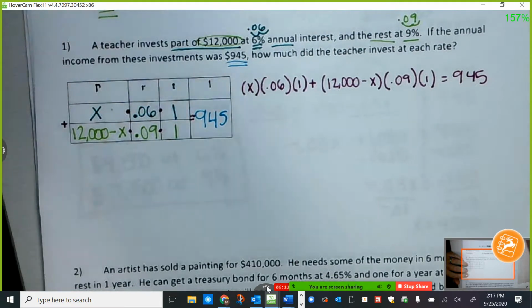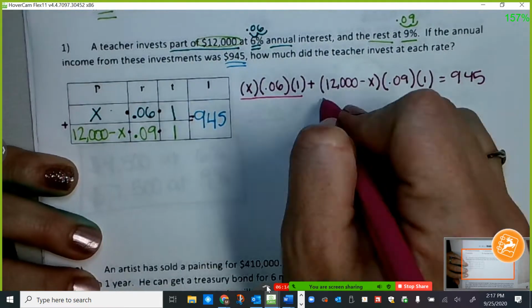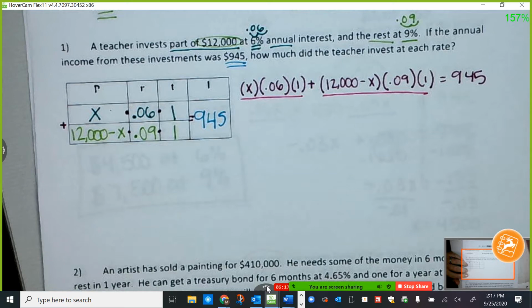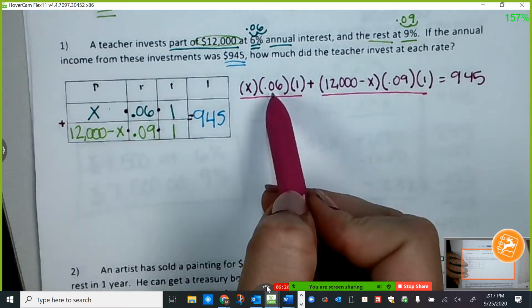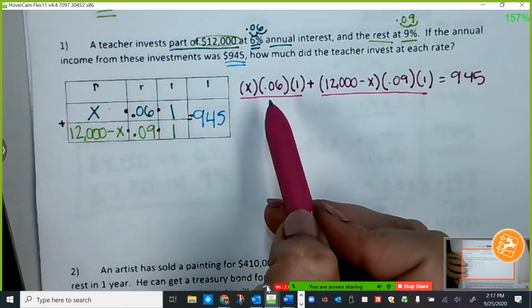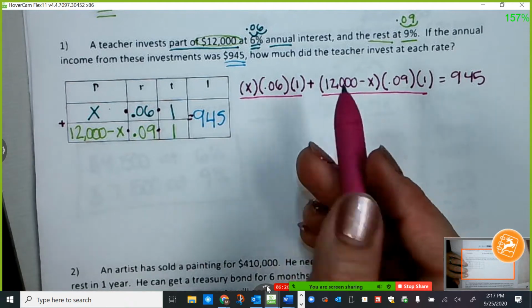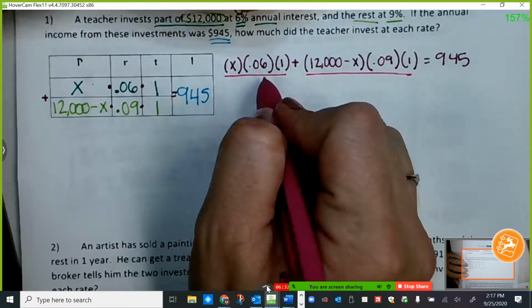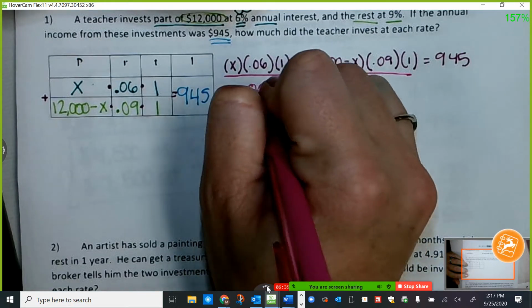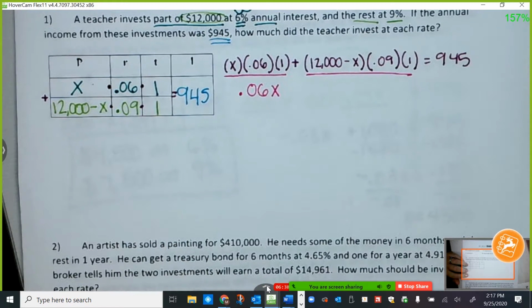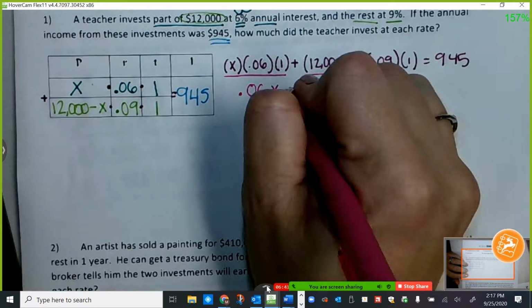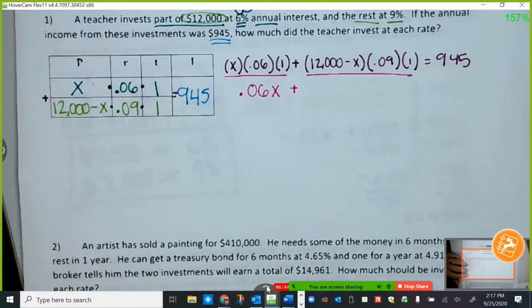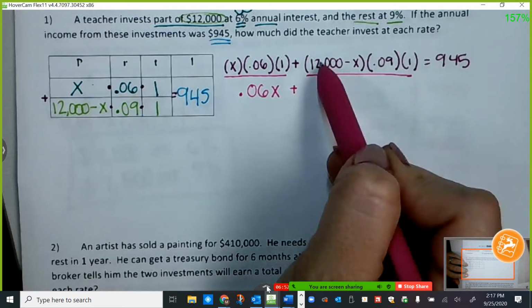Okay, so our first step is to simplify our two terms. So this first one, what's 1 times 0.06? Yeah, when you multiply by 1, I like when time is 1 because then it makes my life way easier, because really, you can ignore that 1. Okay, so 0.06 times X is just 0.06X plus, how am I going to simplify this one? What are we going to do?